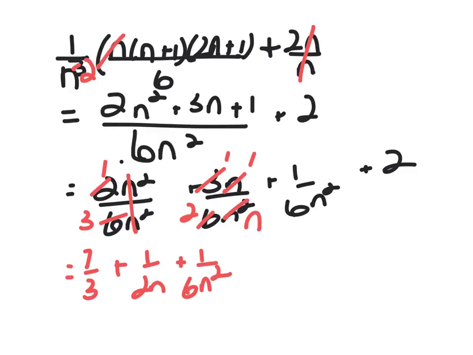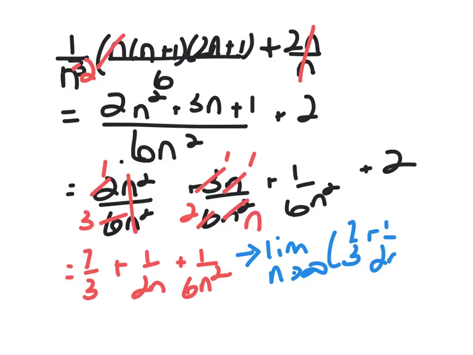So now what I'm going to do is take the limit of all that. I'll write it in blue. So now the limit as n approaches infinity of all that stuff. I'm just going to draw an arrow to show you that's where I'm going with it. Of 7/3 plus 1 over 2n plus 1 over 6n squared.